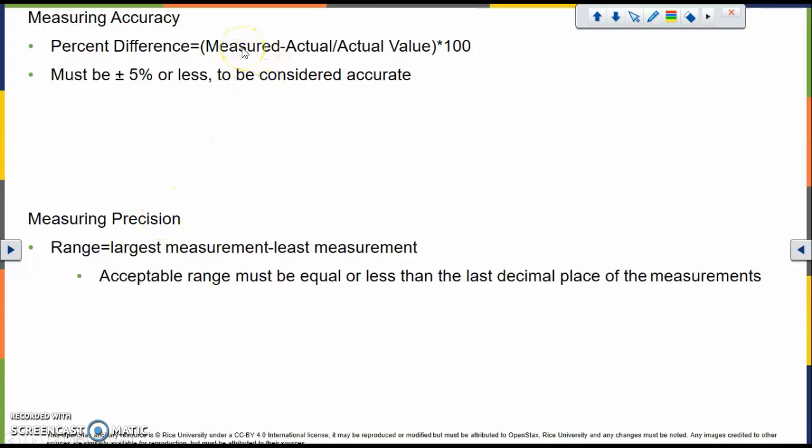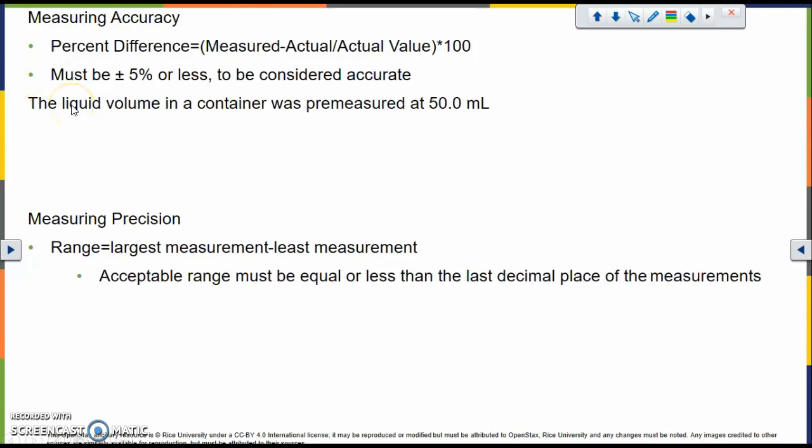So in chemistry, especially at this point in time, we're going to start doing measurements. And the way that we can check how good our measurements are is by measuring how accurate we are and how precise we are. So in order for us to measure accuracy, we do this math, which is the measured minus the actual value, and the actual value is always going to come from me, divided by the actual value times 100. In order to be considered accurate, you need to be plus or minus 5%, or better, so or less on that one.